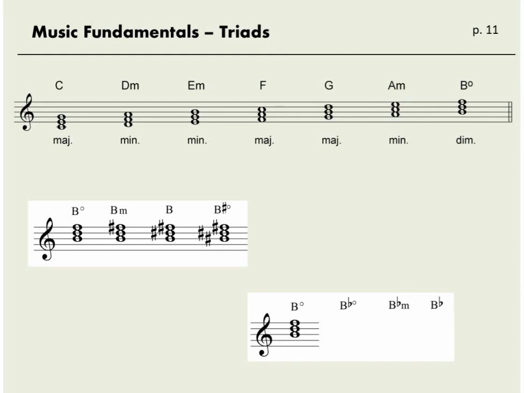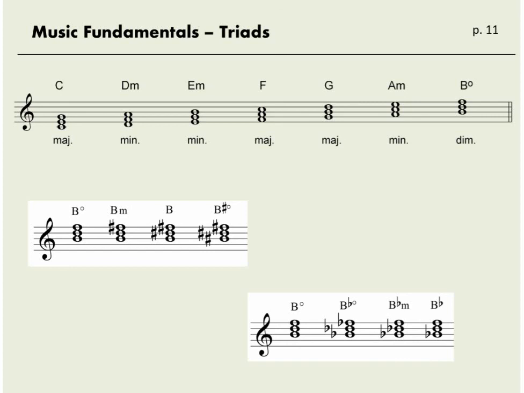Let's try three more. B, D, F is diminished. How about B flat diminished? Lower all three. How do we go from diminished to minor? We'll raise the fifth, B flat, D flat, F. And how about B flat major? Raise the third, B flat, D, F.